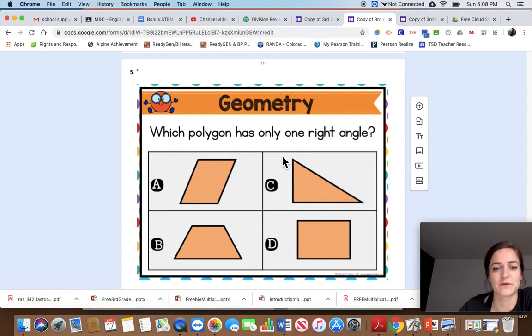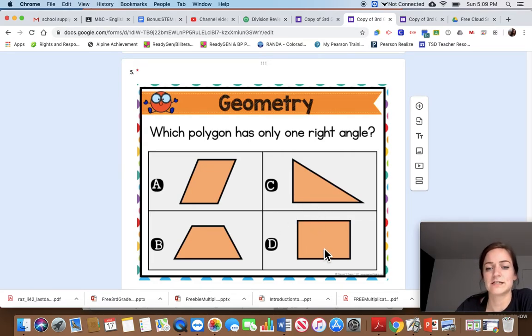All right, so let's look at this one. Does this one have any right angles? No, right? There's some obtuse ones and some acute ones. B, does this one have any right angles? Nope. C, does this have any right angles? Yes, right? Here is a right angle. Remember, a right angle is like the corner of a square.